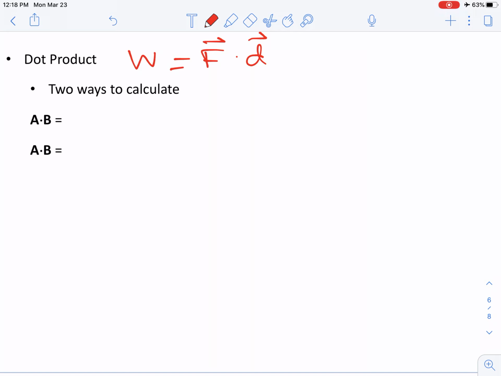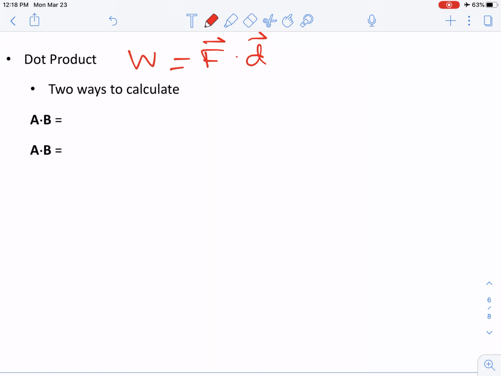And so what we're saying is, if you want to do this vector algebra, we need to understand how to deal with it. And there are two ways that you can calculate the dot product. So the first way, instead of using W, I'm using just A dot B. Okay, it's just vector A and vector B.